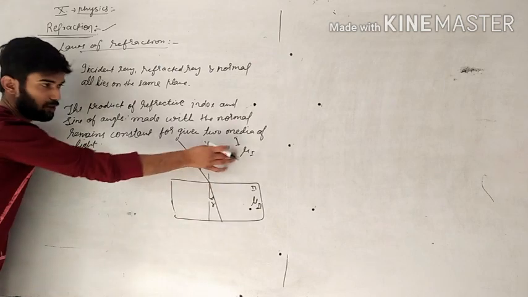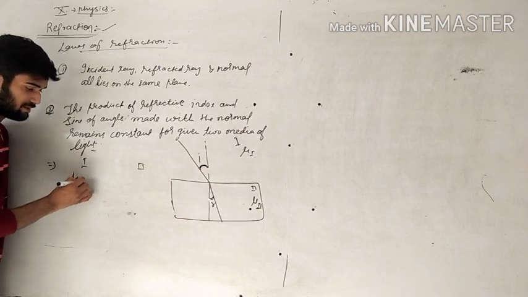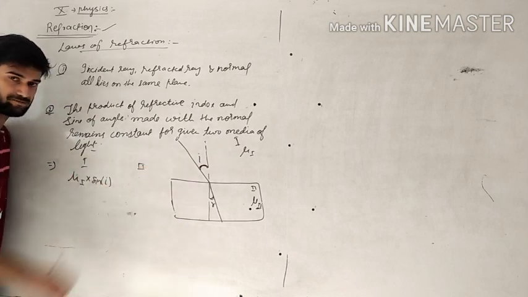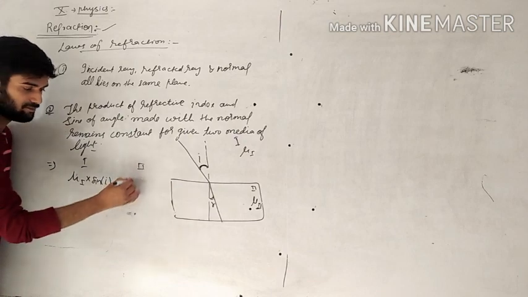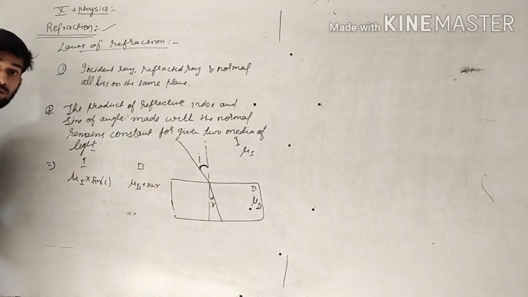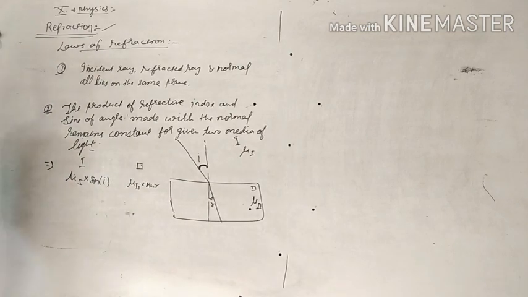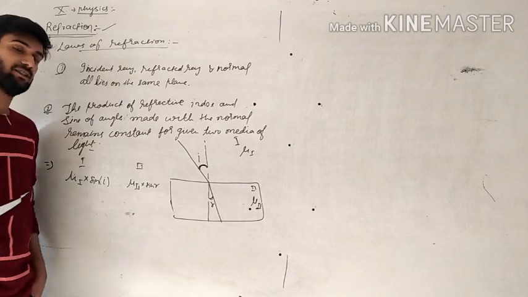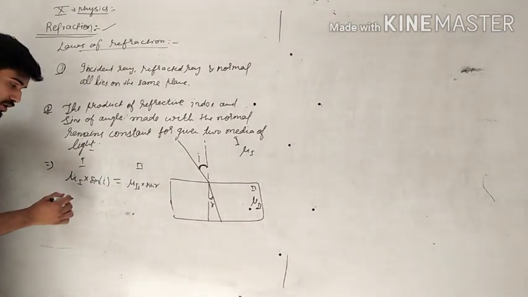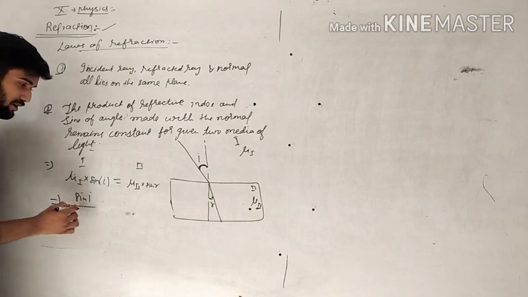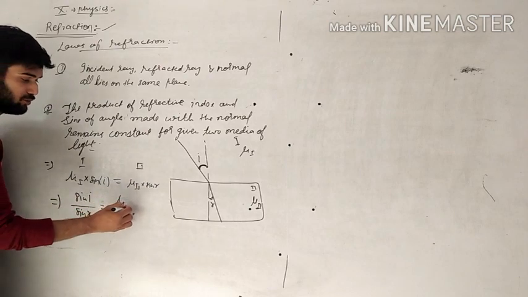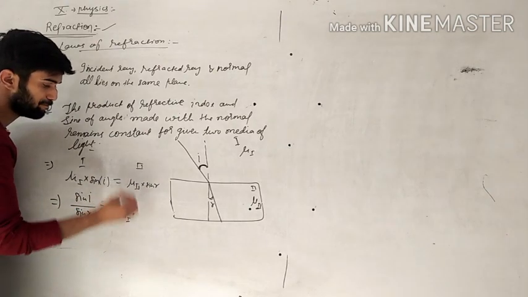So we can say that for the first medium, this one is mu1 into sine of angle I, sine I. For the second medium, mu2 into sine R, sine of angle made with the normal. This will remain constant. That means these values will not get affected. These values will remain the same, which results in sine I over sine R equals mu2 over mu1.